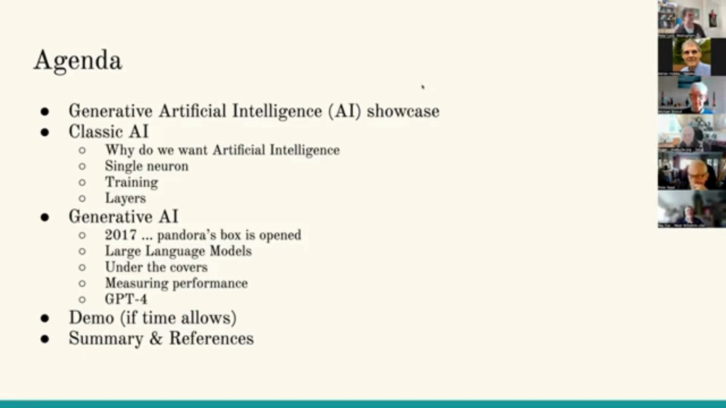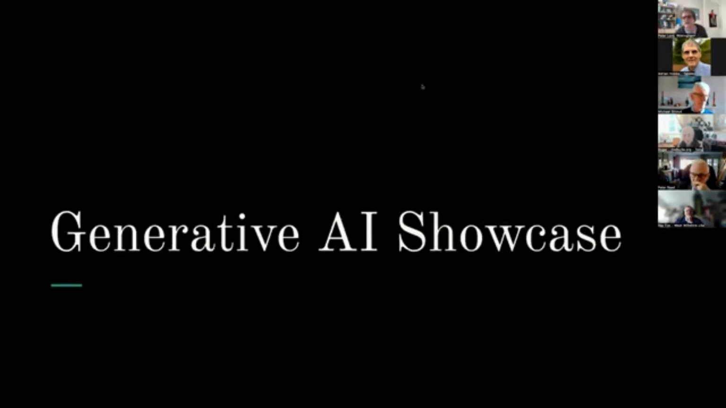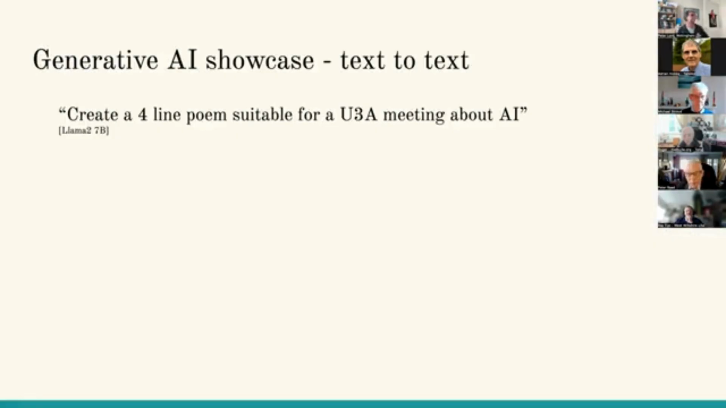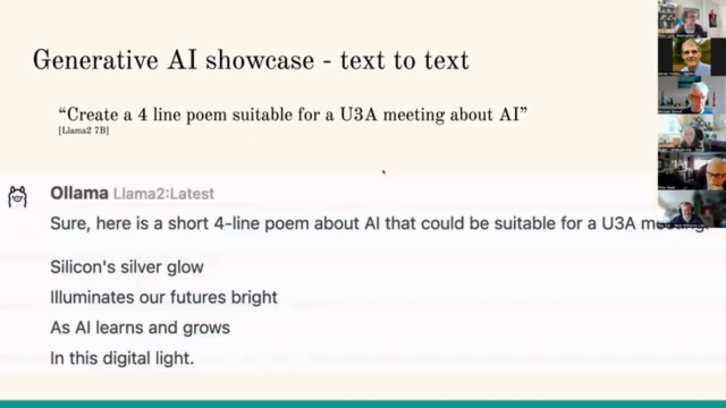So this is the showcase. This is what generative AI looks like if you're a user. The first example I've got is simple text to text. These are mostly examples that I've actually run locally on my machine here. All I'm typing in here is: create a 4-line poem suitable for a U3A meeting about AI. That's all I'm typing into the system. Now, this system I'm interacting with is not connected to the internet. It's a single system. I've sent this message in, and this is the message I got back.